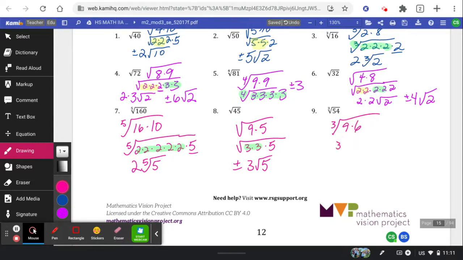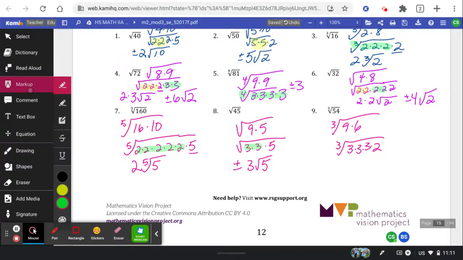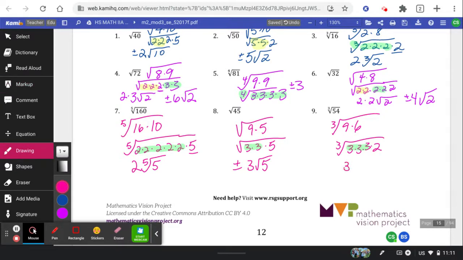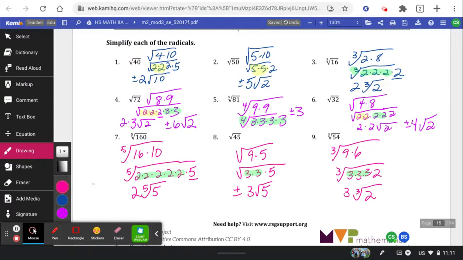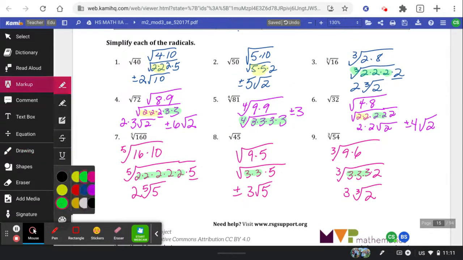54 is 9 times 6. Break that down further: 3 times 3 for the 9, and 3 times 2 for the 6. Because it's a cubed root, we're looking for groups of 3. So a 3 comes out, and the 2 with no group stays inside. 3 times the cubed root of 2. So check on these final answers and see how you did.